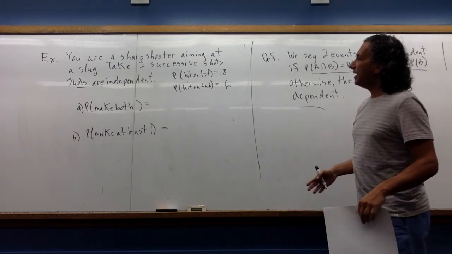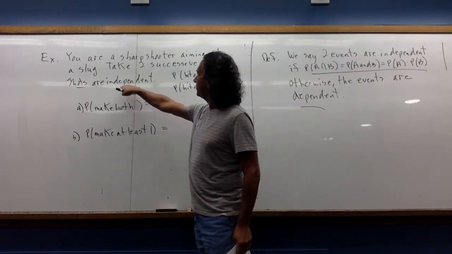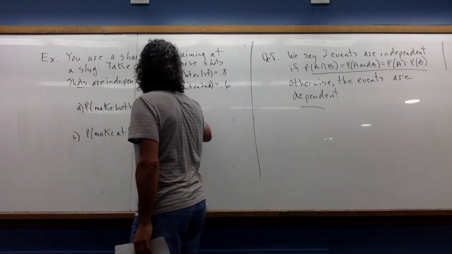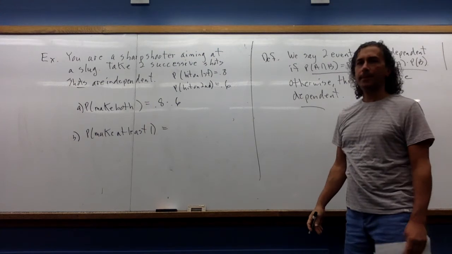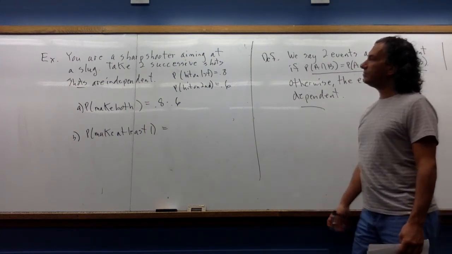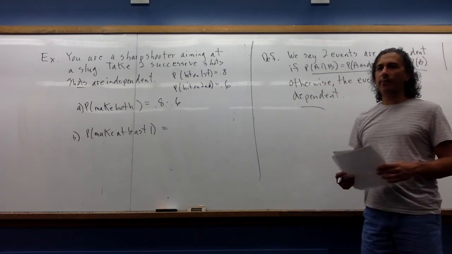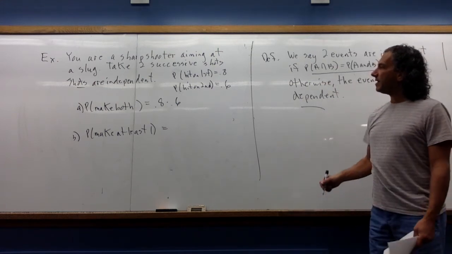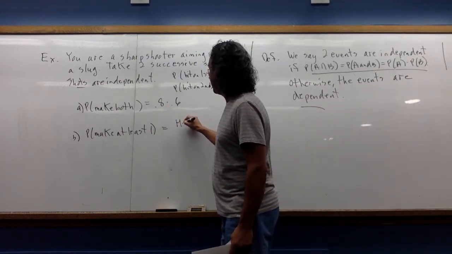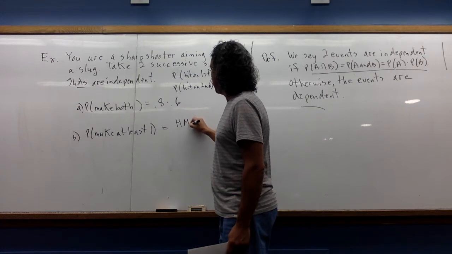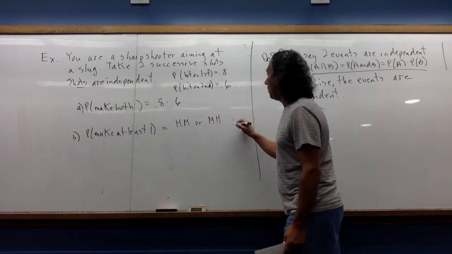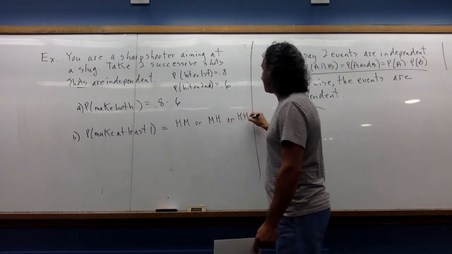All right, hopefully you said making both. Well, you're told they're independent, so it's just 0.8 times 0.6. So the probability I make at least 1. Well, I'm going to do this 2 ways. One is the longer way and one is the shorter way. So if I make at least 1, then I guess I can hit and then miss, or I can miss and then hit, or I could hit and then hit.